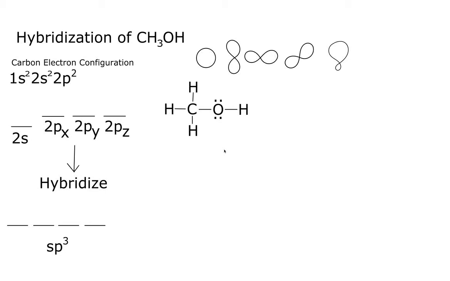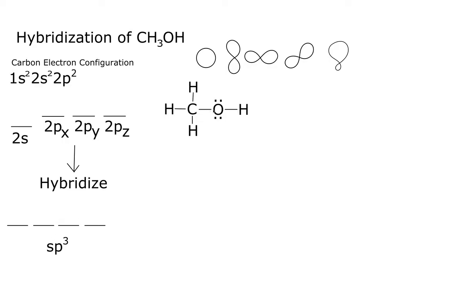Okay, in this video we'll be discussing the hybridization of CH3OH. Now, there's a trick to figuring out what the hybridization of each atom is by simply counting the number of atoms surrounding the central atom and the number of lone pairs. So we could say carbon has 1, 2, 3, 4 atoms surrounding it, so it should be sp3, tetrahedral.